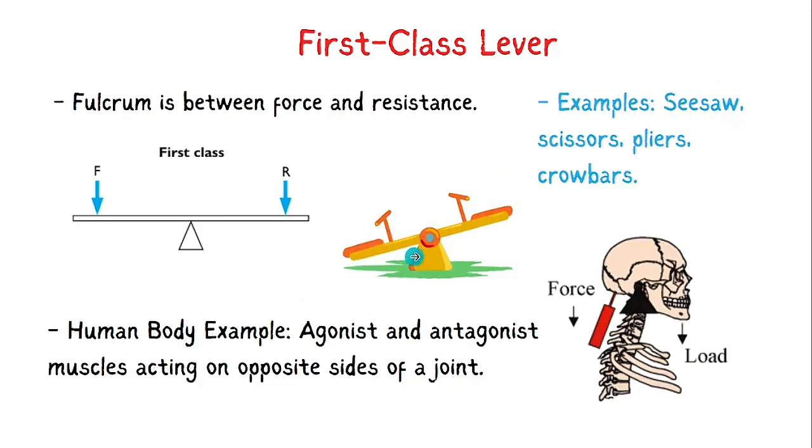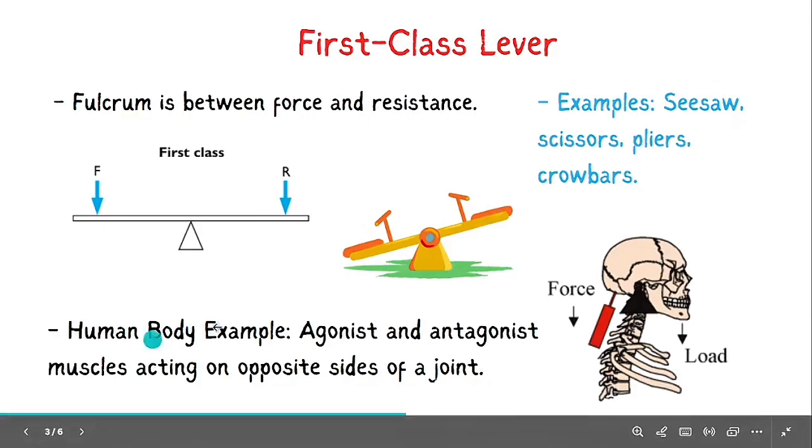When you sit on one end of the seesaw and your friend is on the other end, the pivot or the fulcrum is between. You are pushing down, meaning the effort, and you are lifting your friend, the load, up. In the human body example, agonist and antagonist muscles act on opposite sides of a joint.